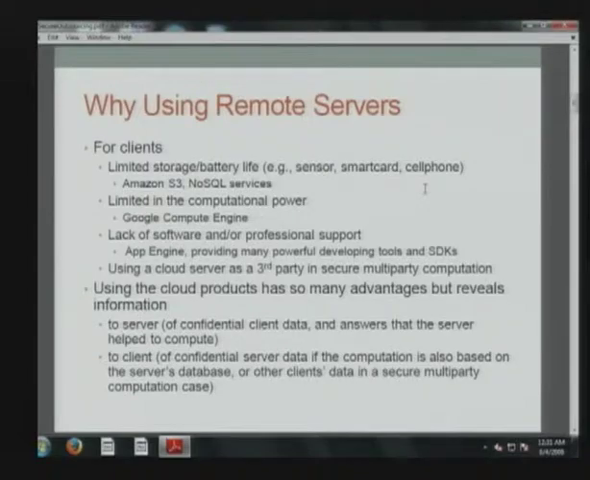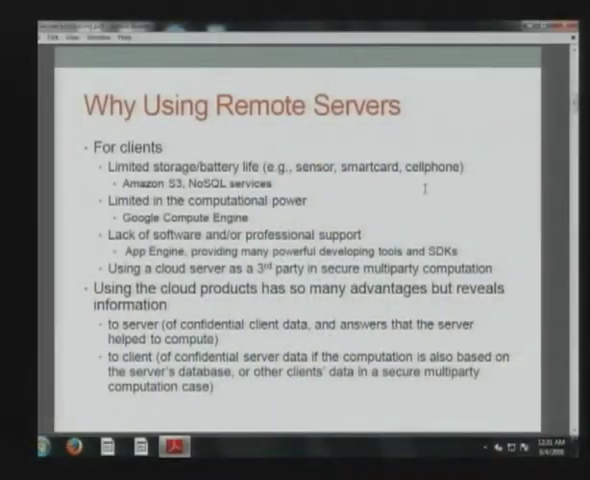That's because they do not want to reveal their information. There are a lot of information revelations in the outsourcing setting. The server may reveal the confidential data of the clients, and it may also reveal the answer that the server helped to compute. And the client may reveal the confidential data of the server if the computation also involves the server's database. It may also reveal other clients' data in a secure multi-party computation case.